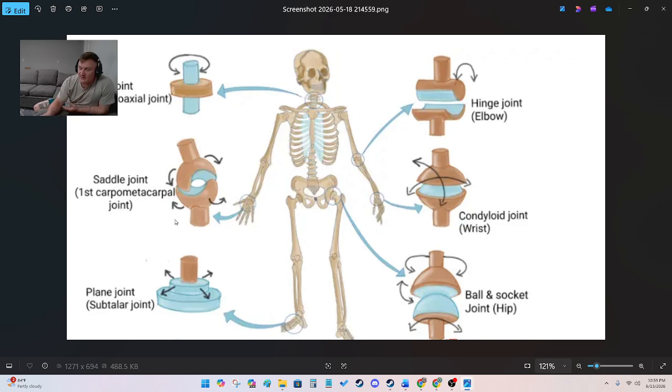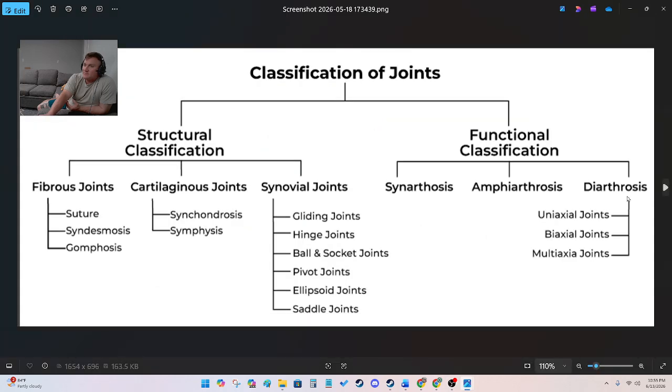That's it. These are all synovial joints. To my knowledge, they all have synovial fluid. They are all diarthrosis joints. Okay, so diarthrosis is a synovial joint, and they can move in all these different ways. These are their structural classifications, and this is the way that they move: uniaxial, biaxial, and multiaxial.